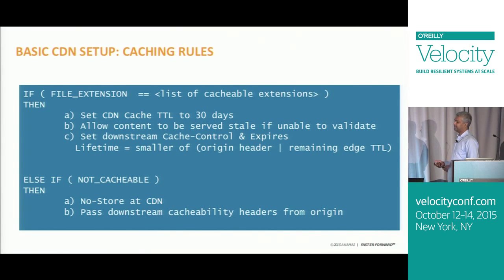We're also going to tell the CDN to serve stale if unable to validate. What that means is, let's say after 30 days there's a request. We know that the CDN needs to revalidate or check with the origin if it has changed. What if there is a network condition that prevents the CDN from connecting to the origin? I'm going to be okay with the CDN serving that stale content. So it's images, CSS. I know it's not changing that often. So let me serve it stale if needed.